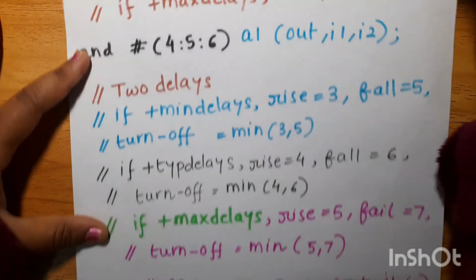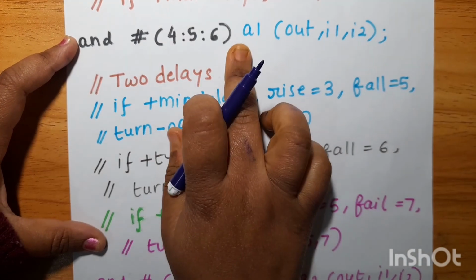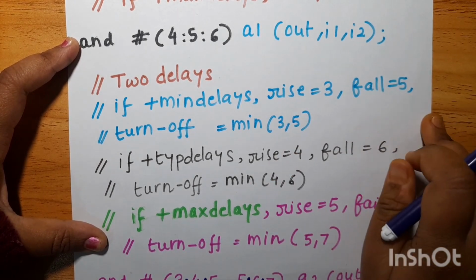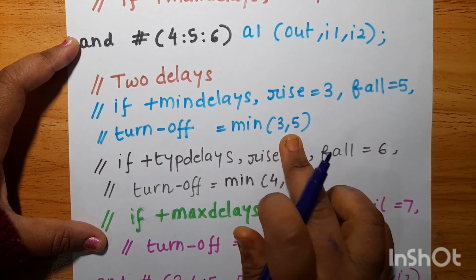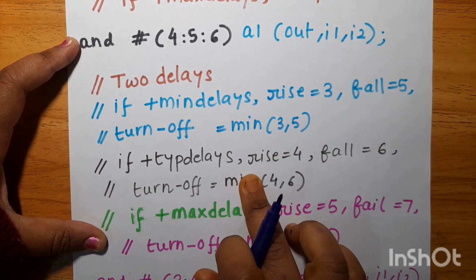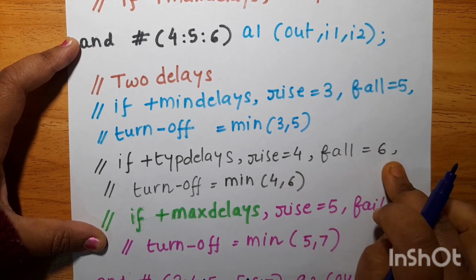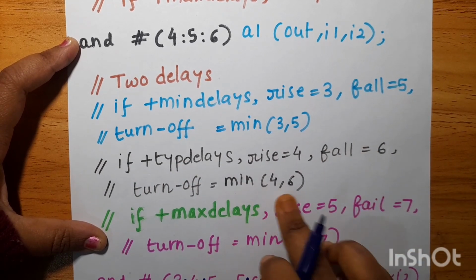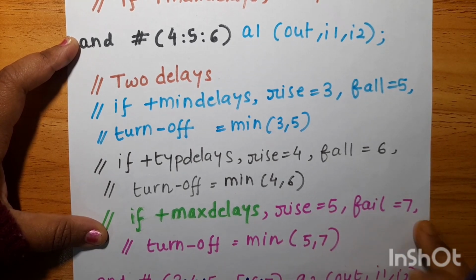Now 2 delays. Earlier one was 1, here is the 2. For minimum delay also I have rise and fall. For turn off, there is a range of minimum 3 to 5. For typical delay, I have 4 to 6. 4 is the rise, 6 is the fall, and the turn off delay would be between these two, minimum of 4, 6. If plus max delays, rise is 5 and fall is 7. And the turn off, it would be the range of 5 and 7.